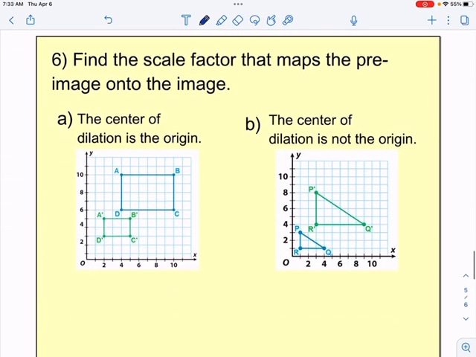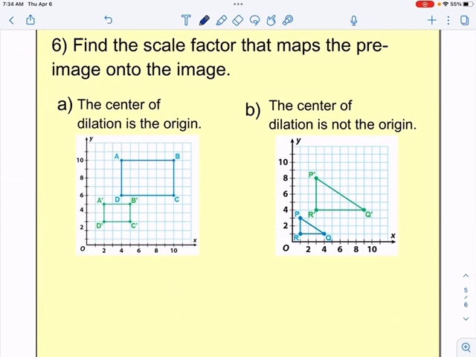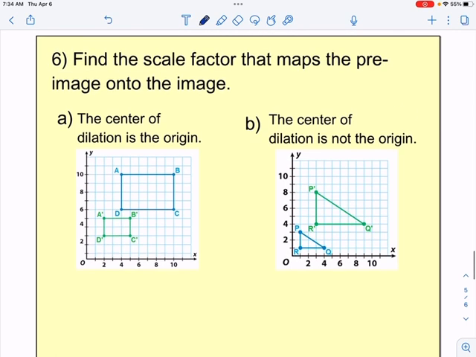So we want to find the scale factor that maps the pre-image onto the image. And in part A, our center of dilation is at the origin, and in part B, the center of dilation is not at the origin. I'm going to tell you right now that does not matter. They're just trying to confuse you. The only thing that we care about, again, is counting. And again, it is always image over pre-image.